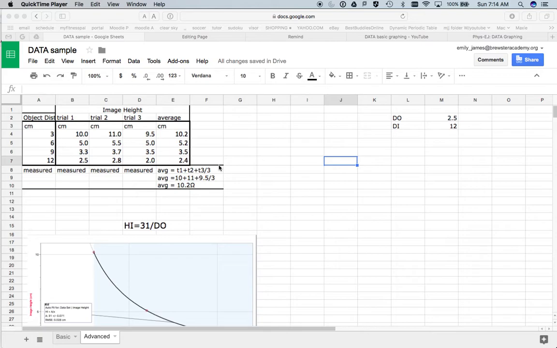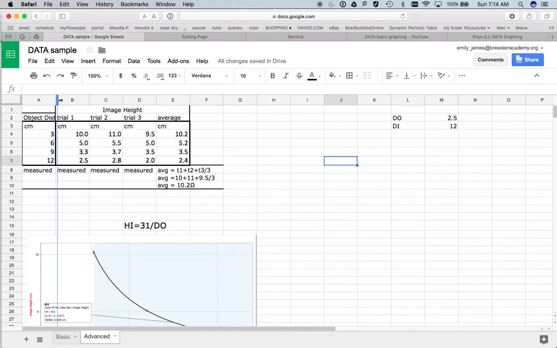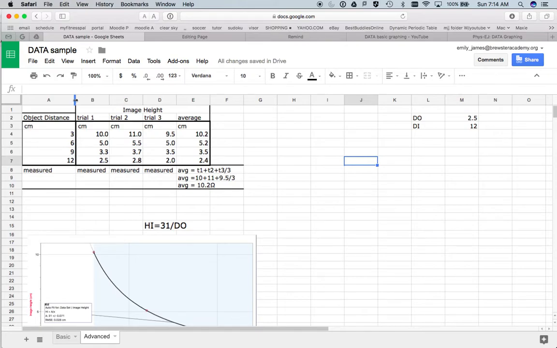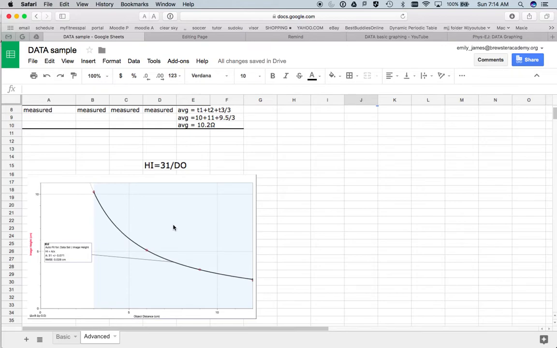In this video, I want to take on the task of doing some more advanced stuff with your data. So what we have so far done is looked at our data. The lab question was, how does the object distance affect the image height? We have our object distance here, our image heights here. We have our graph down here. HI equals 31 divided by DO.